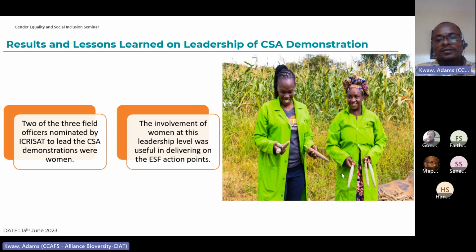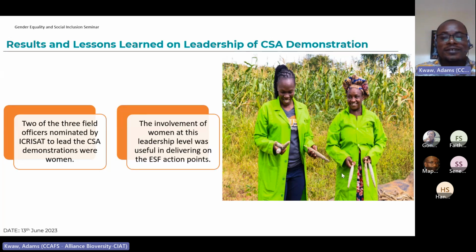Now let's look at some of the lessons and the issues that came out following this assessment and the measures. First of all, at the leadership level, we succeeded in getting 2 women as field officers supporting the coordination and implementation of field activities. And one of them is Faith. I think Faith joined this seminar. So many of the things I'm saying, if Faith is here, Faith is my witness. And if I get something wrong, Faith, you can correct me then.